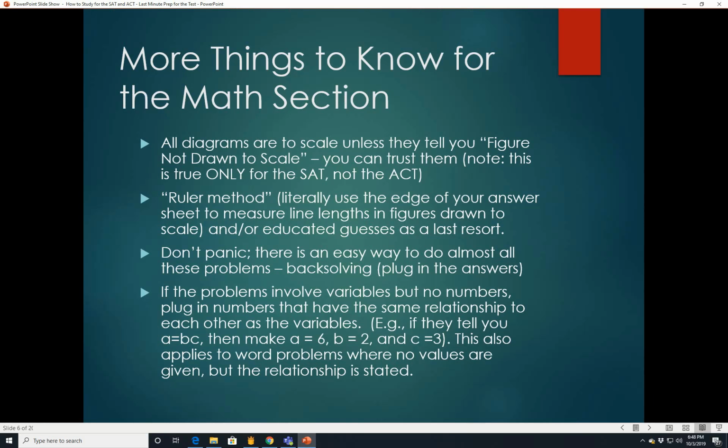Don't panic. There's an easy way to do almost all these problems. Back solving is one way, where you literally just take each answer and put it into the formula and see which one gives you the right answer. And if the problems involve variables but no numbers, just plug in numbers that have the same relationship to each other as the variables. For example, if they tell you A equals BC, then make A equal to 6, B equal to 2, and C equal to 3. 2 times 3 is 6, and then just plug those numbers into the answer choices to see which formula actually gives you the right answer. This also applies to word problems where no values are given but the relationship is stated.